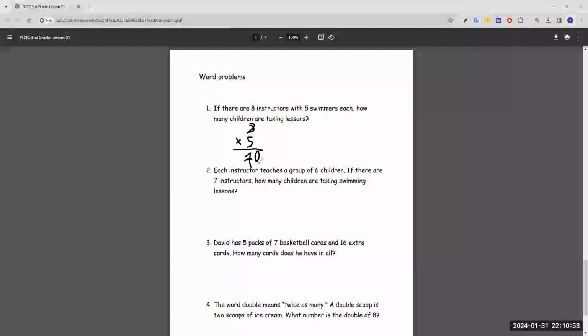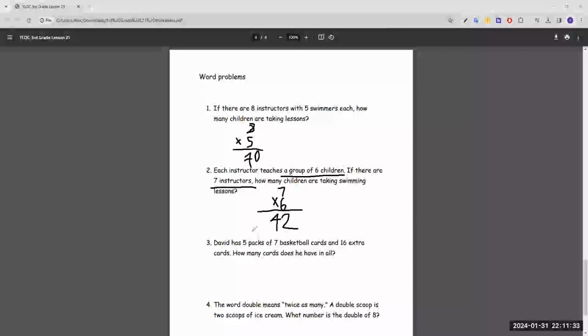Number 2, each instructor teaches a group of 6 children. If there are 7 instructors, how many children are taking swimming lessons? So there's a group of 6 children. Oh, wait, sorry. Group of 6 children and 7 instructors. And if each instructor teaches a group of 6 children and there are 7 instructors, then that means we would do 7 times 6. Since there's 7 instructors and each one teaches 6 children. 7 times 6 is 42. And that's the amount of children for number 2.